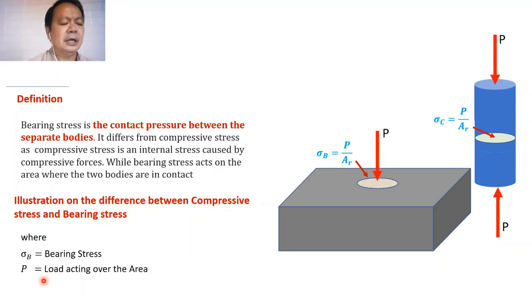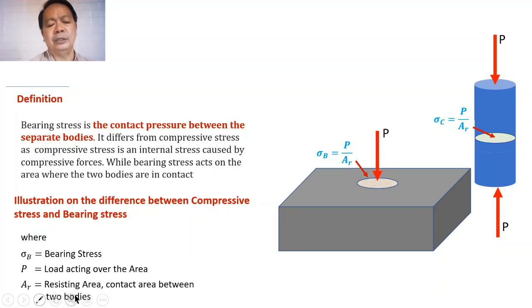In this case, P is called the load acting over the area, and A sub R is the resisting area, and normally it is called the contact area between the two bodies in contact. Okay, somehow there are instances where our area is a curved area. What will happen? How do we compute for the bearing stress when our area is a curved area?